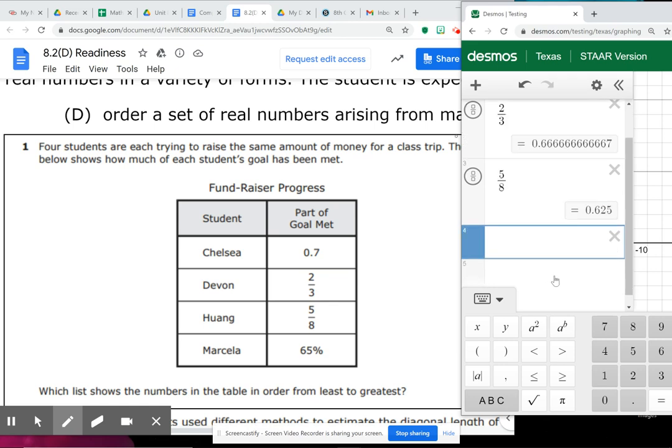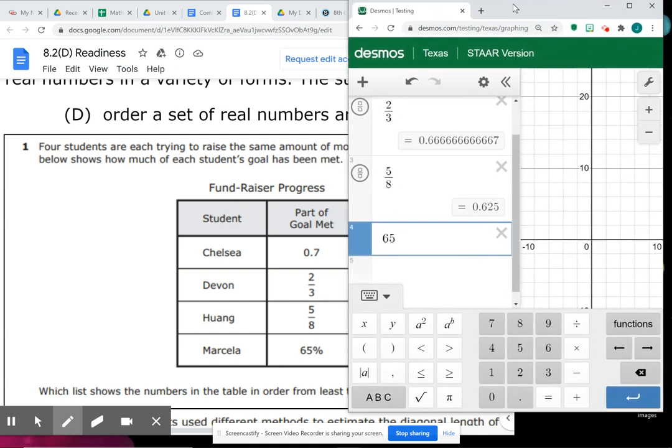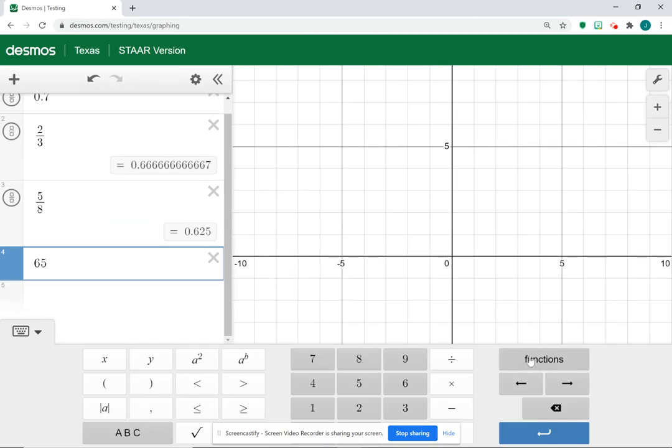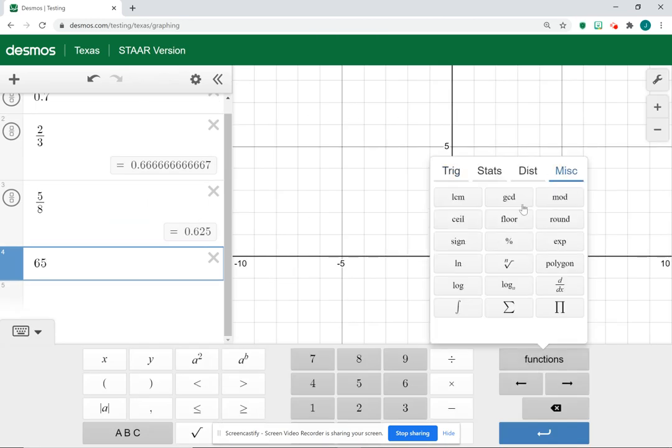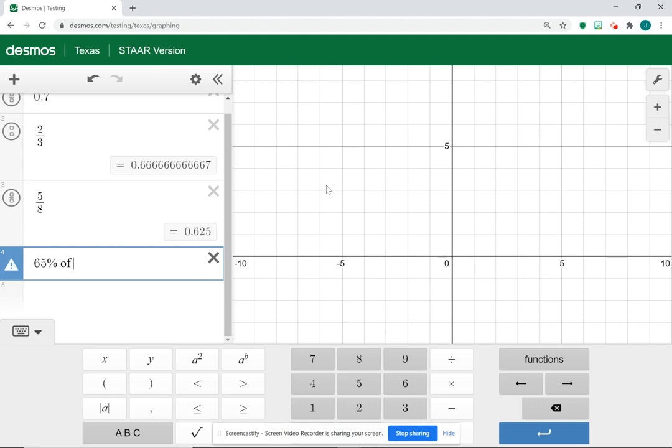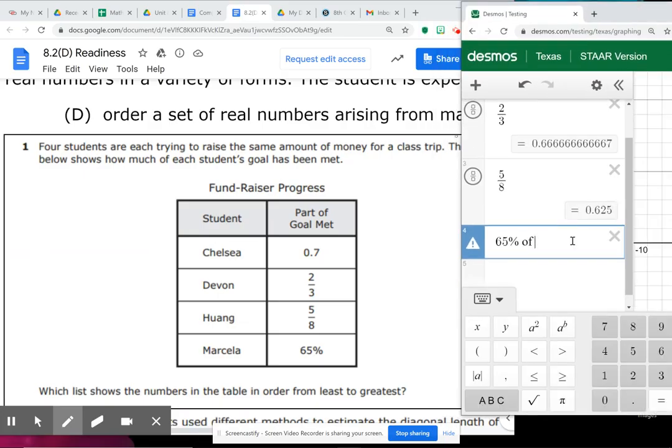And finally, percentages, if you can do it in your head, that's great. But if you can't, you can go ahead and type in 65%, and there's a little functions button over here if you want to pull up the percentage over here. It's also on your keyboard. But notice when you do that, it says 65% of, and in this case, it's 65% of 1. And in every case, when you're working with organizing the numbers from least to greatest.